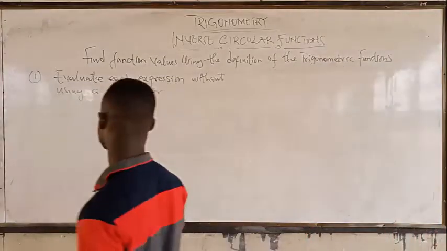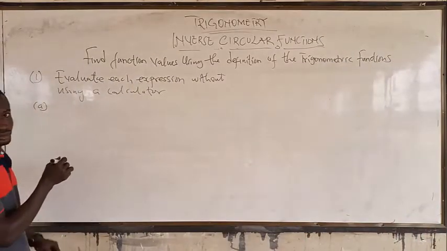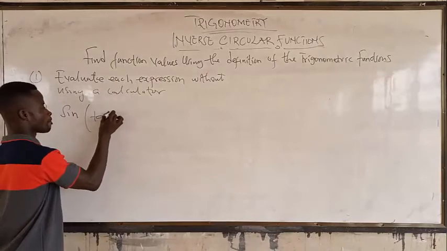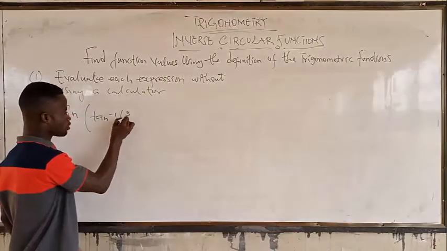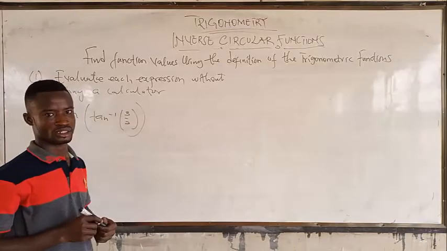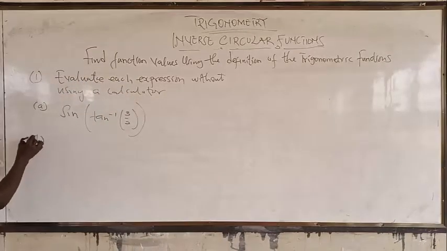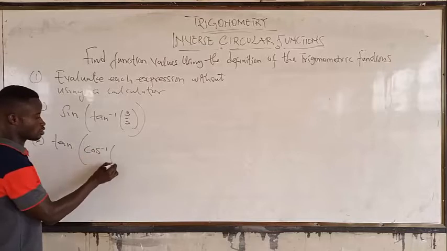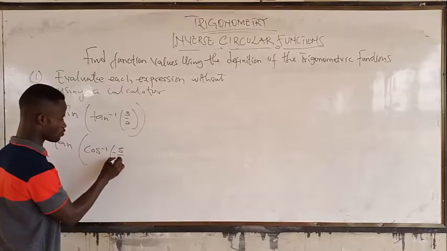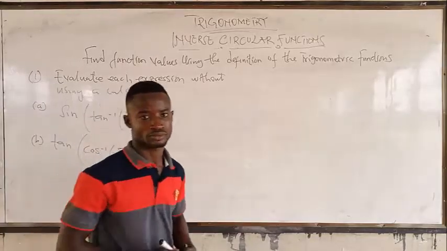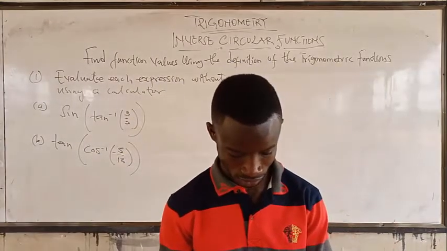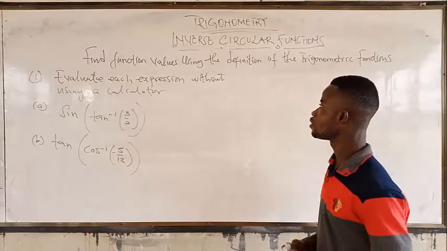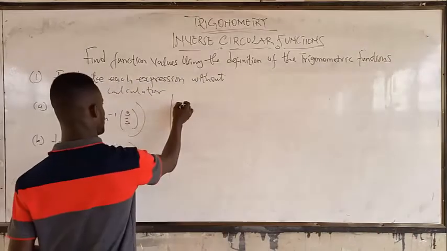Alright, so the first one is sine. With this, I'll take my time to explain for you to understand it well because it's very, very important. Then the second one is tan of cos inverse of -5 over 30. Very good. So now let's move on. So looking at the first one, A.